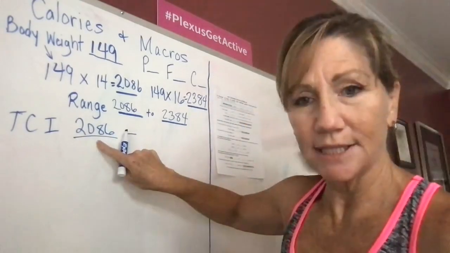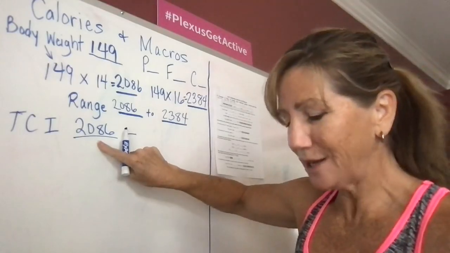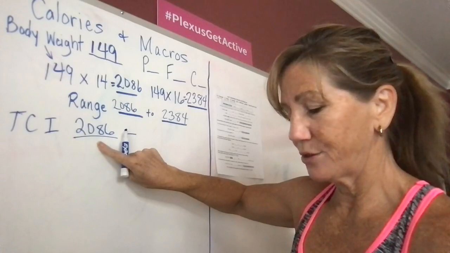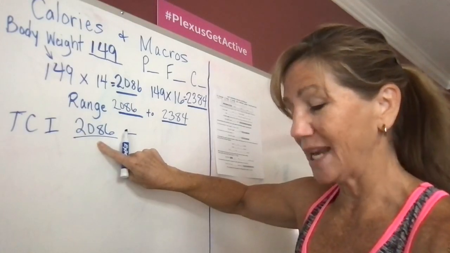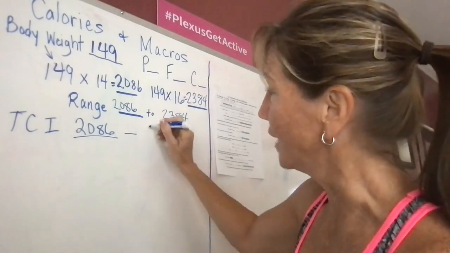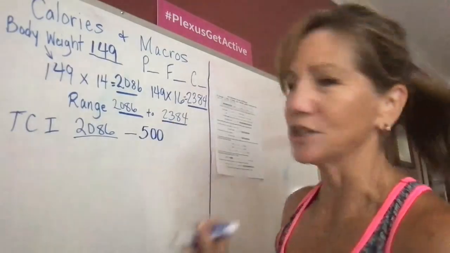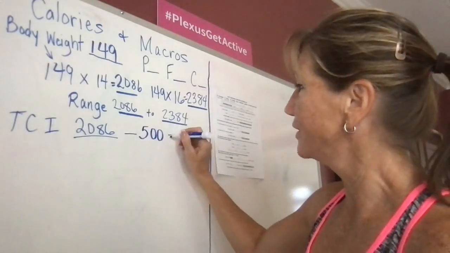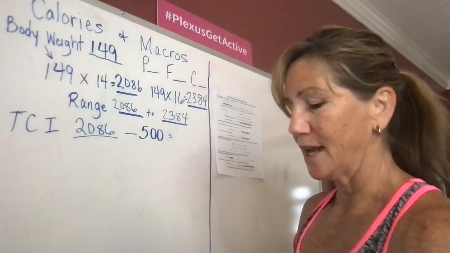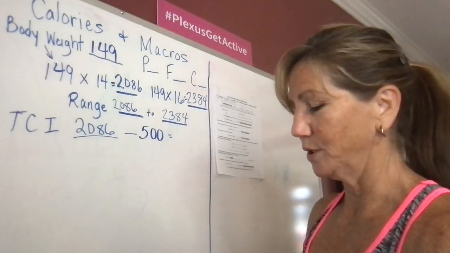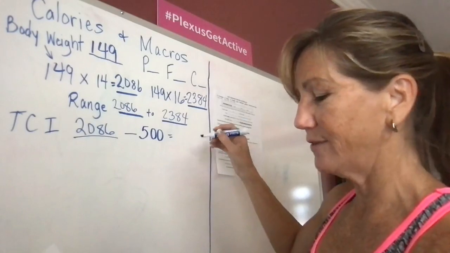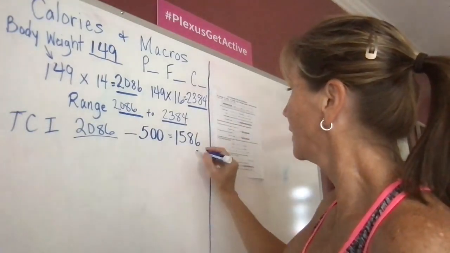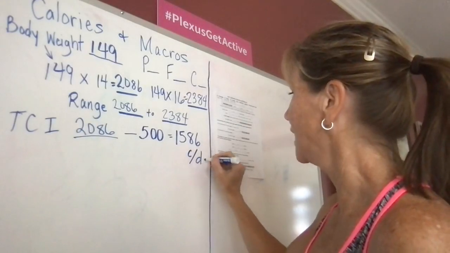So I'm going to take 2,086 and subtract 300. Actually, on mine, I subtracted 500, so I'm going to go ahead and do that. What if I just wanted to burn fat and get rid of it quickly? So I'm going to subtract 500 from that, and I get my number, which is 1,586. And that's calories per day.